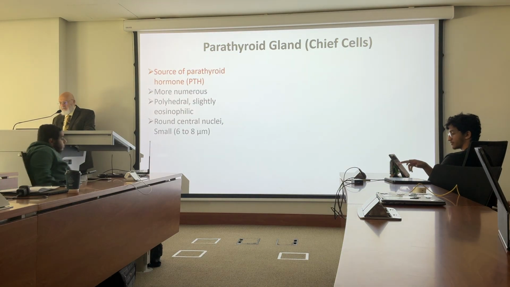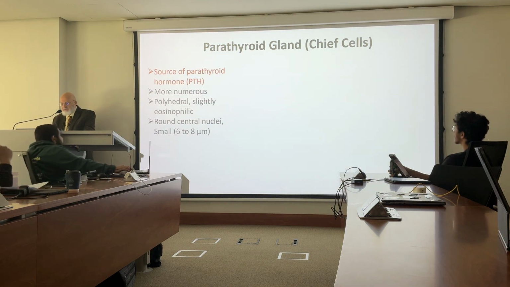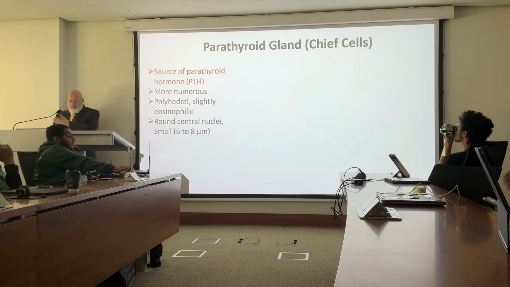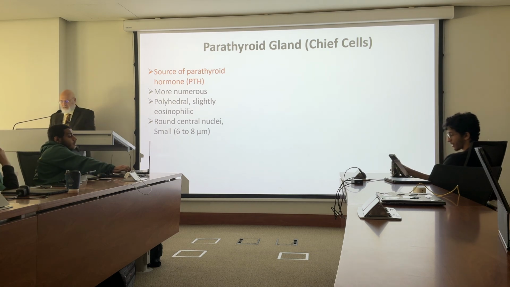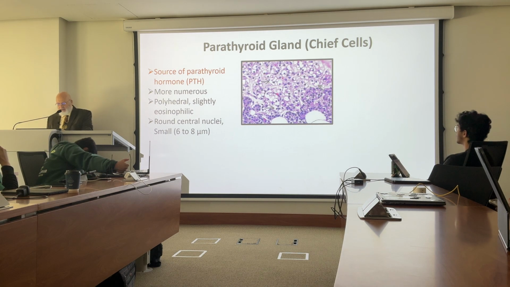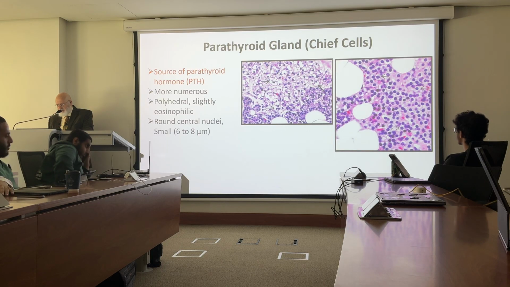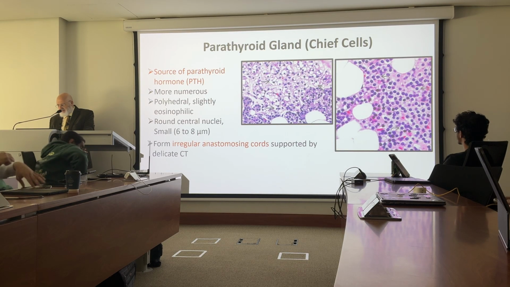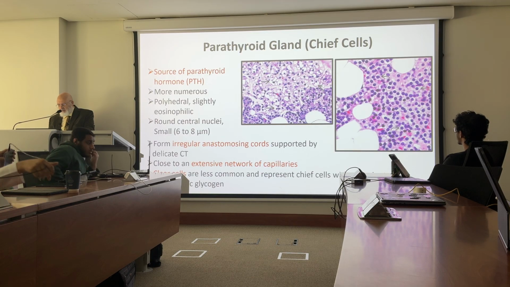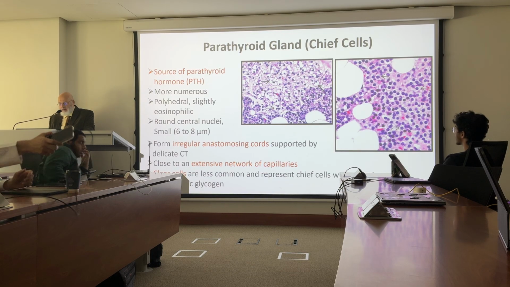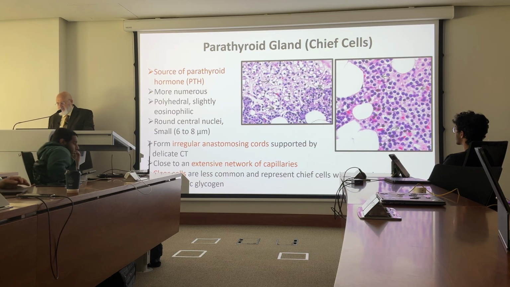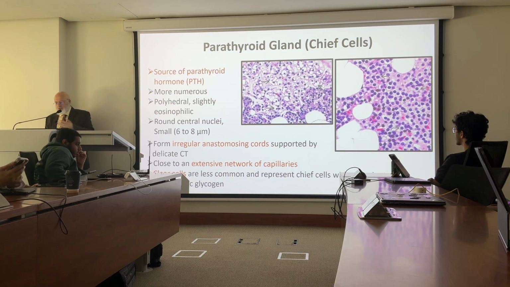So the main cells we'll be discussing are called the chief cells, which are the cells that make the PTH, the parathyroid hormone, which is the main function of the parathyroid gland. There are more of them than the other type, and they are polyhedral, a little bit eosinophilic. They're very small, 6 to 8 microns in diameter, and sometimes they make anastomosing cords. You might also see some that have a lot of glycogen in the cytoplasm, so they look really pale. It's kind of funny, they look like artifacts, but actually the glycogen is washed out during preparation, so it leaves this clear area.